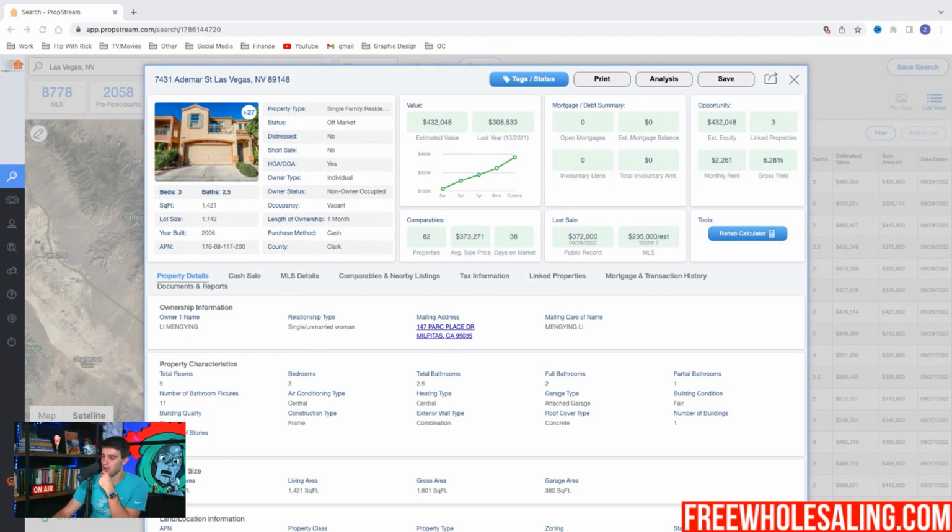PropStream works the same way with it. BatchLeads works the same way with it. But really, that's how you do it. You go to those softwares from there. Makes it pretty easy. But there's other ways around it. You can do it for free.